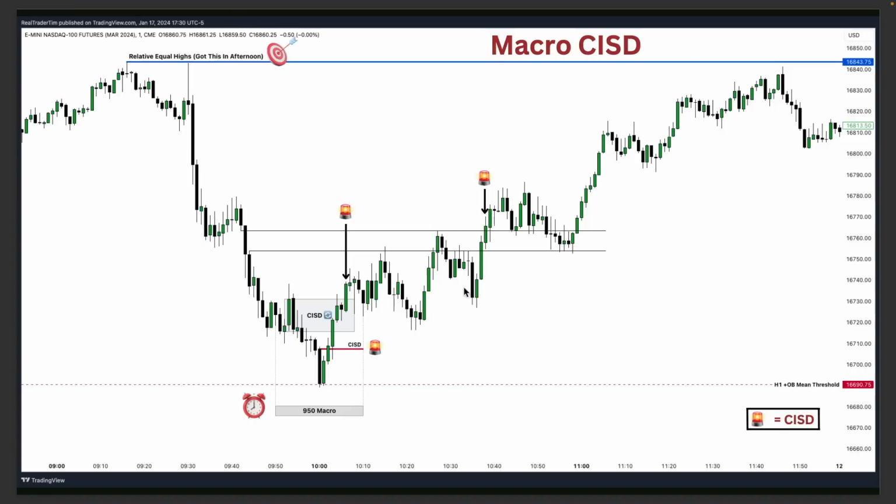And then obviously we continue higher, and another change in the state of delivery. This is what we would want to see. We reach this SIBI, and what does the body tell us here? Is it telling us that it's respecting it in terms of resistance and wants to go lower? No, it's closing above it, and it's becoming an inversion fair value gap that we would expect to support price higher. And this would of course be our target, these relative equal highs, which we did end up getting in the afternoon. I just couldn't fit it here on this chart just for visual purposes. But again, the main thing is change in the state of delivery during a macro.